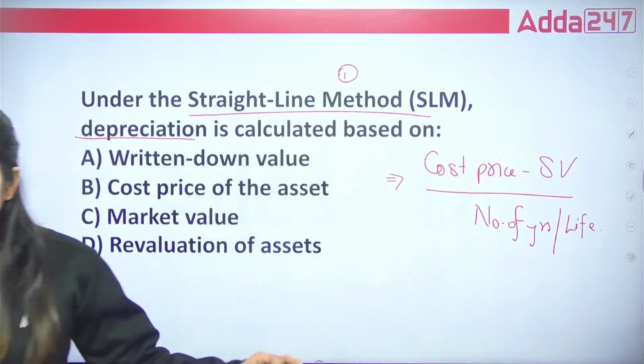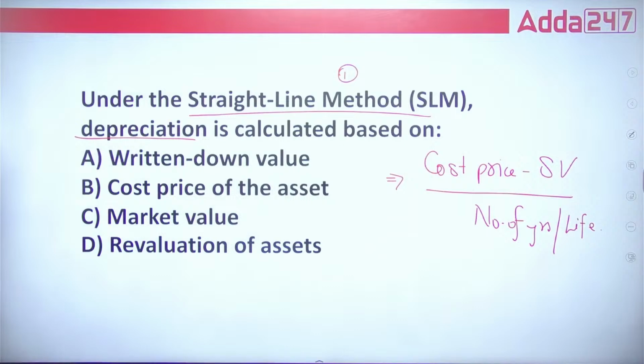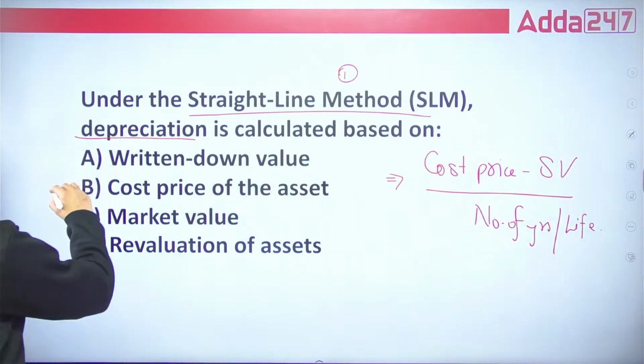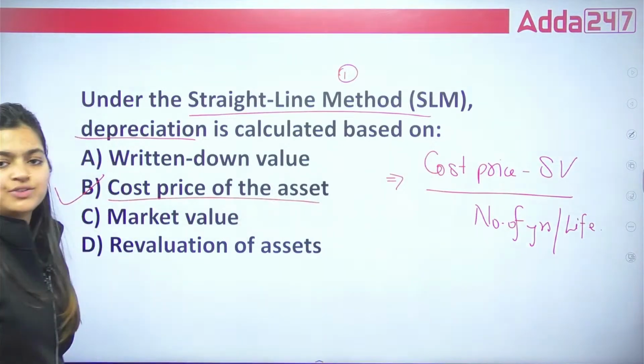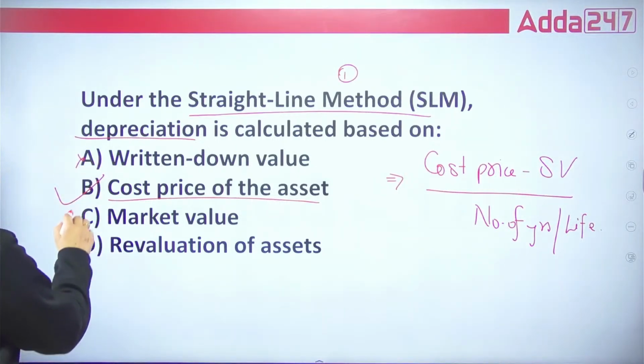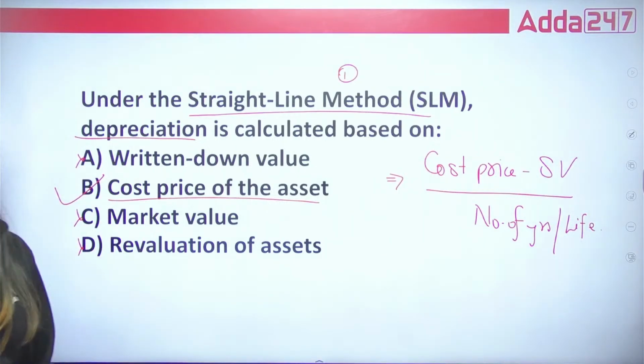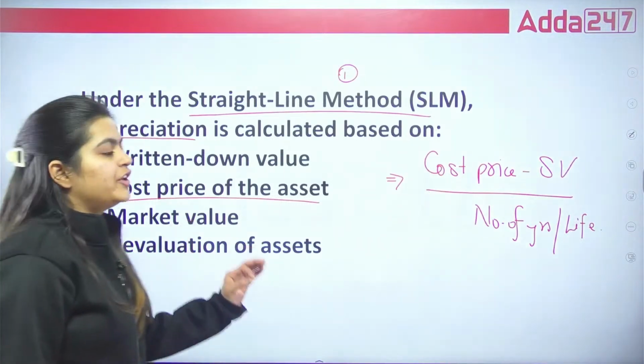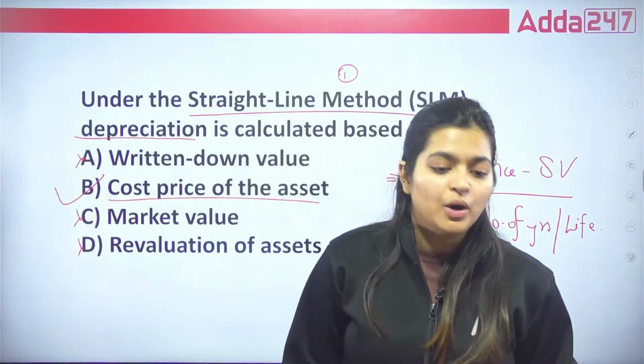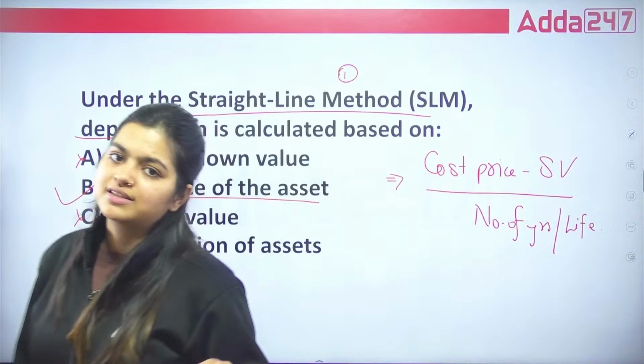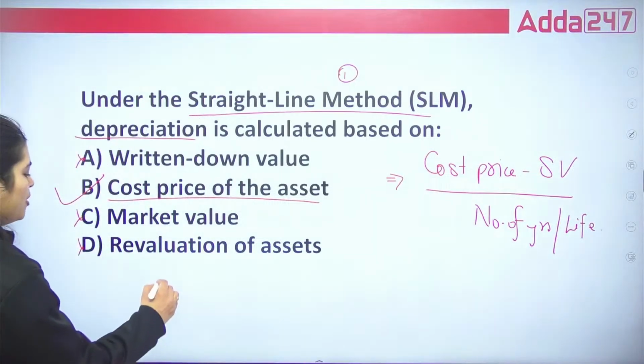So your straight line method talks about the cost price of the asset, not the WDV, not market value, not revaluation of assets. And each and every year you are going to see a constant amount. That is what SLM talks about. So the correct answer is option B.